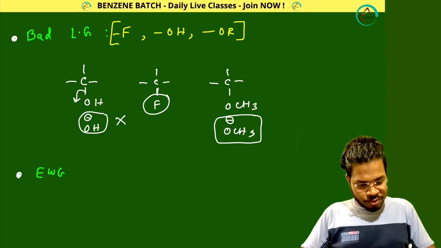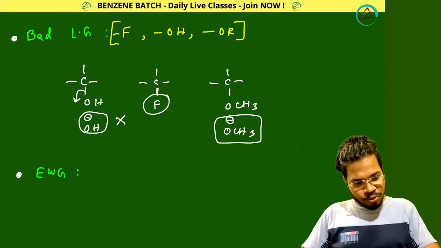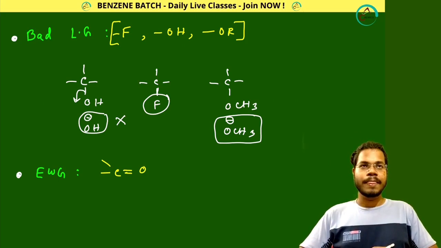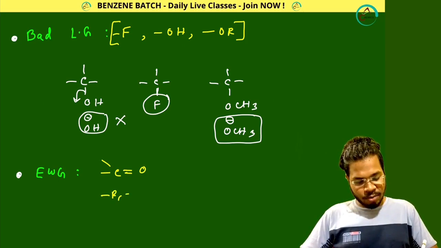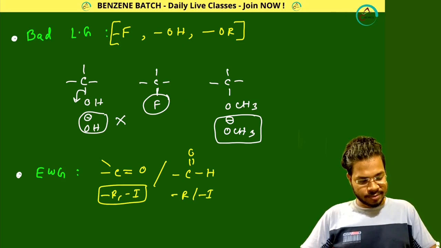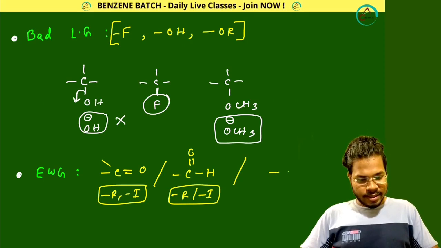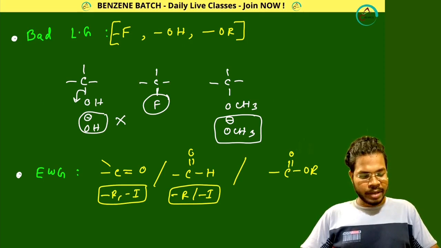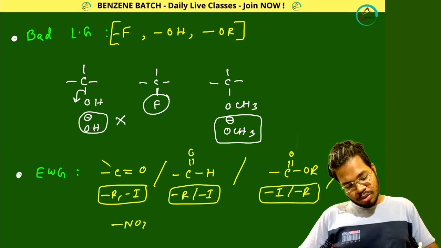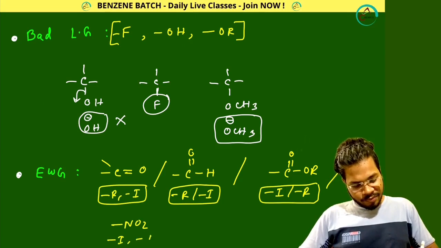Electron withdrawing groups. First, the C=O keto group is an electron withdrawing group that shows -R or -I effect. Second, the C=O H aldehyde group can also show -R, -I effect. Third, the C=O OR ester group can also show -R, -I effect. Then the NO2 group can also show -I or -I, -R effect.